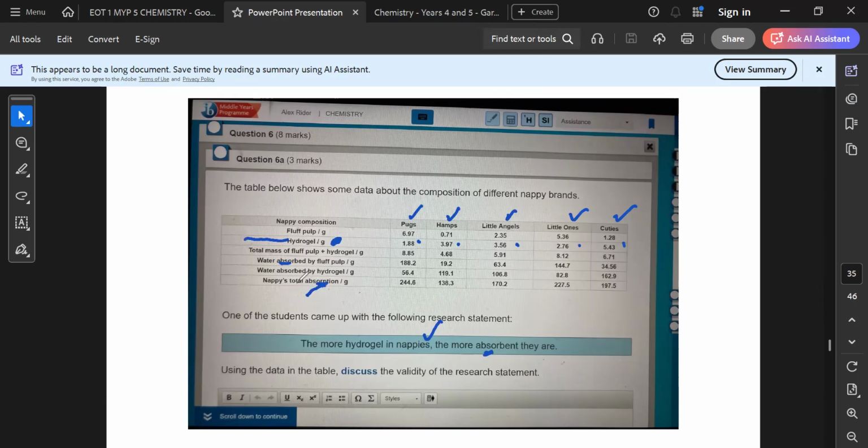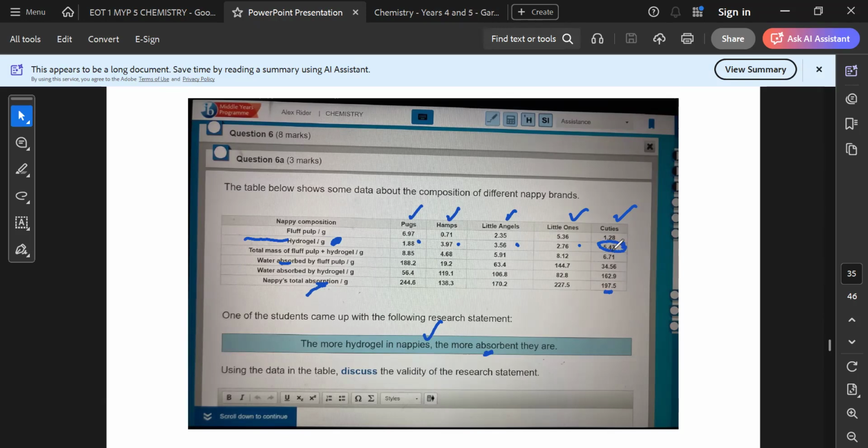Observe carefully. So let's begin by observing hydrogel. Where do we have the highest value? You check, and the highest value is right here. The cuties. So the question is, are the cuties the ones having the highest amount of water absorbed? Its value is 197.